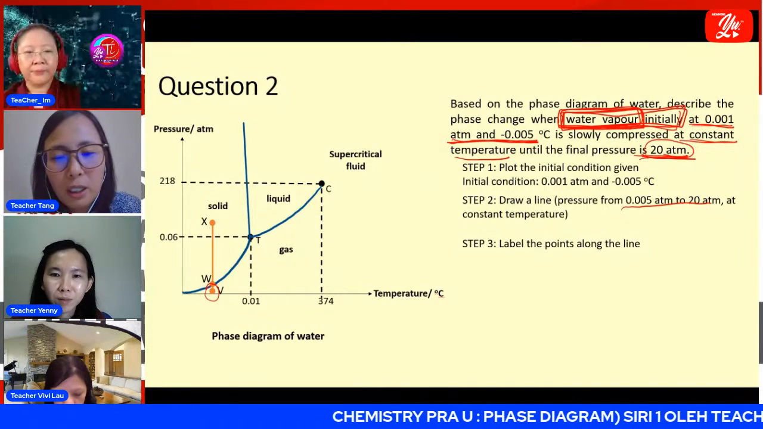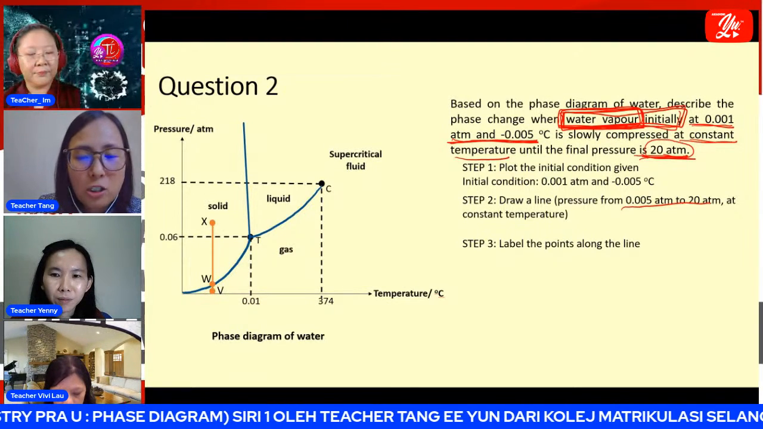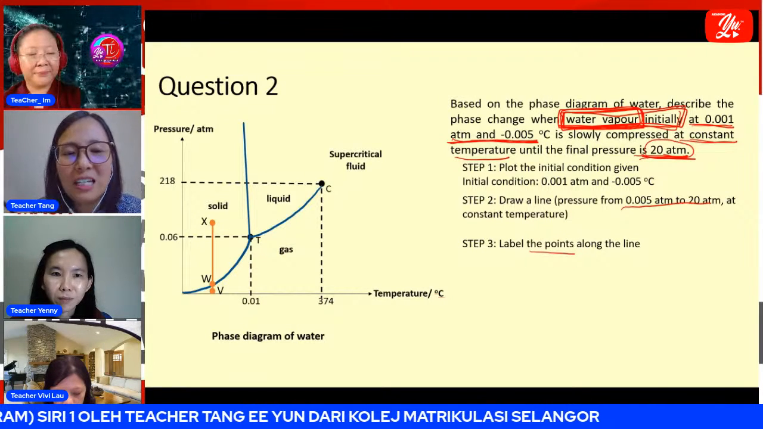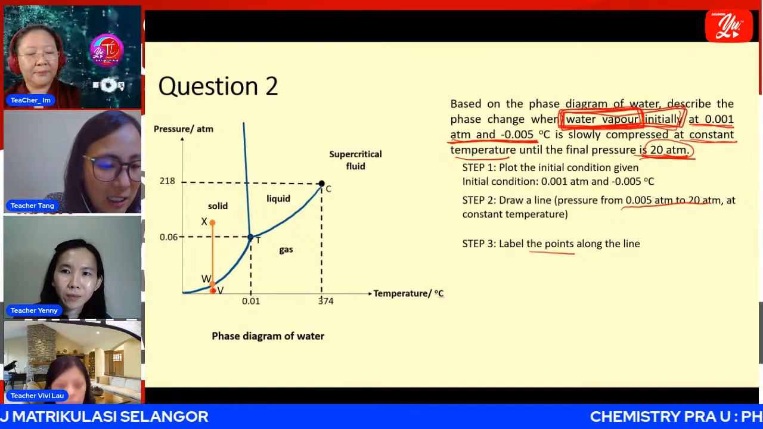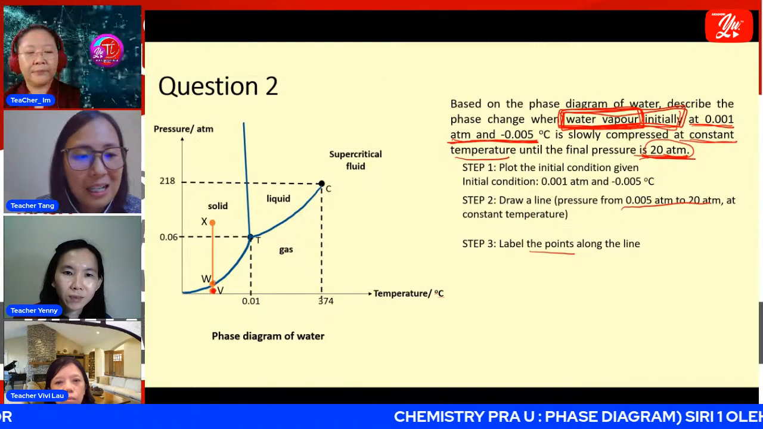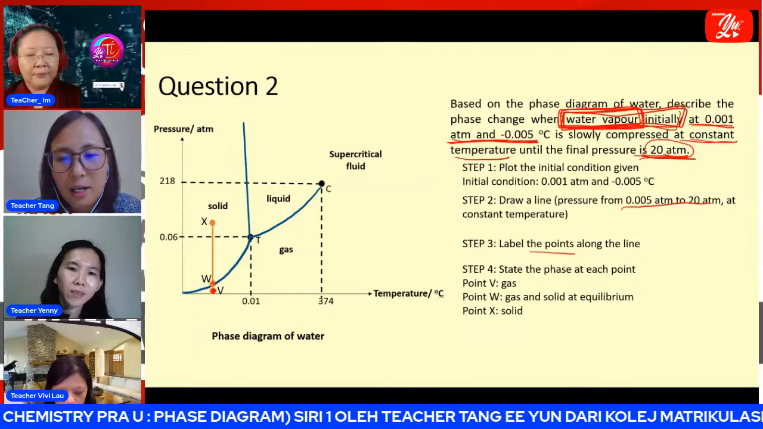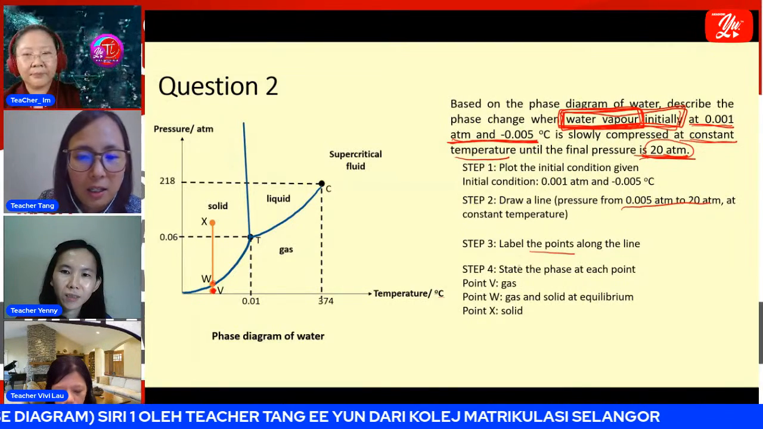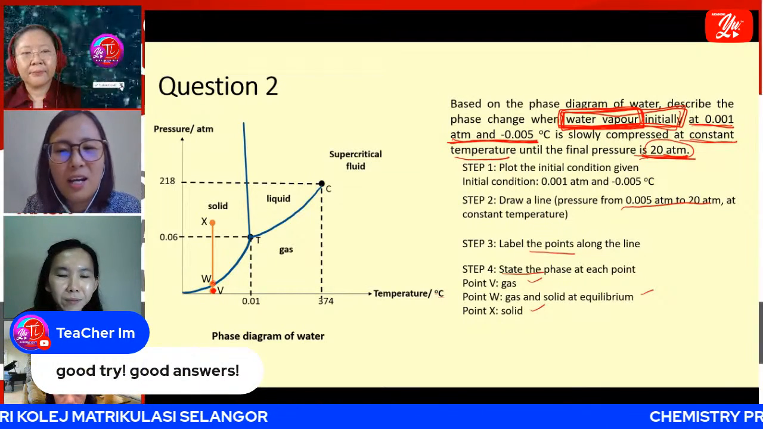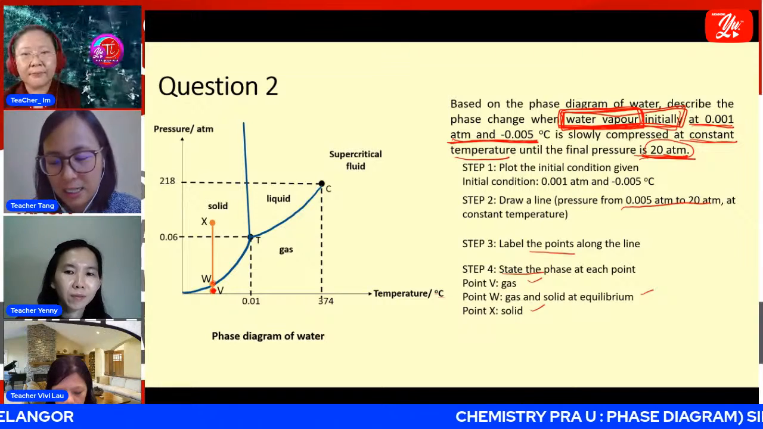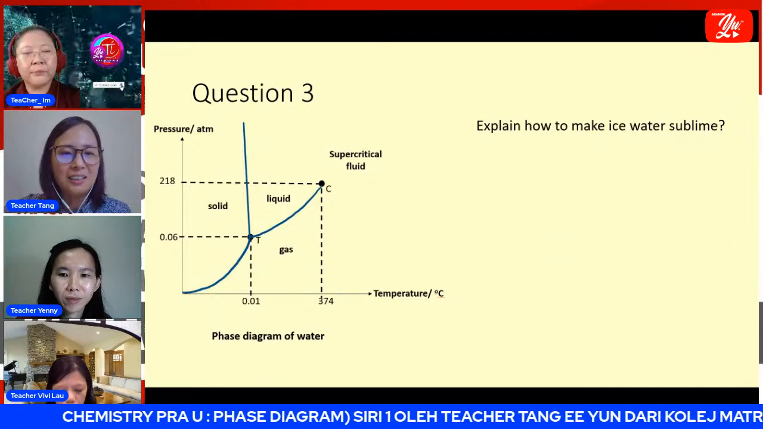Then in step number 3, you need to label the points along the line. When you label the points, they represent different phases. For example, your initial point V is gas, then W is solid and gas at equilibrium, and X is the solid state. If the question asks you to state the phase, you can state it like this. But if it asks you to describe, then you need to write it in essay form, like the example that I showed you before. Okay, so now let's come to the last question.